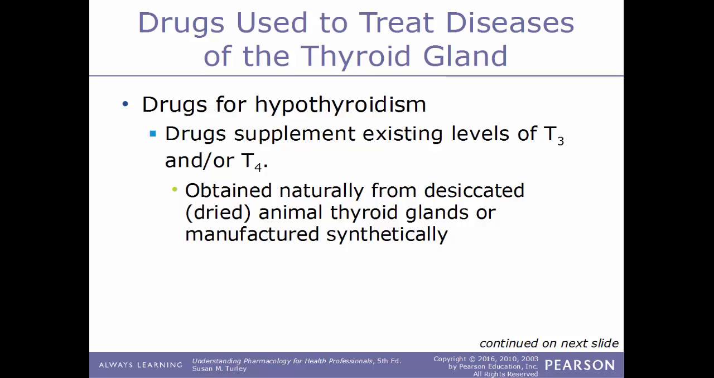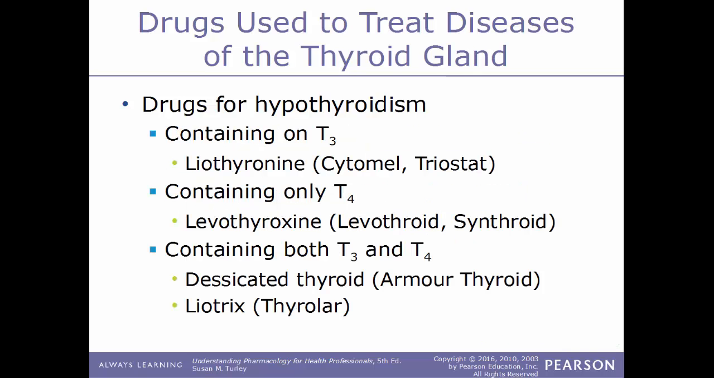One type of drug that a patient could take to treat hypothyroidism are drugs that will supplement the existing levels of their T3 or T4. These are obtained naturally from desiccated animal thyroid glands, or manufactured synthetically. The drugs used to treat hypothyroidism can contain only T3, only T4, or both of them. Drugs that only contain T3, an example would be liothyronine, sold under the trade names Triostat and Cytomel. Drugs that only contain T4, levothyroxine, are sold under the names Levothyroid and Synthroid. Drugs that contain both T3 and T4 include desiccated thyroid, sold under the name Armour Thyroid, and liotrix, which is sold under the brand name Thyrolar.